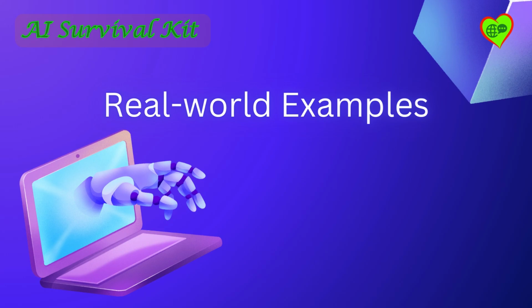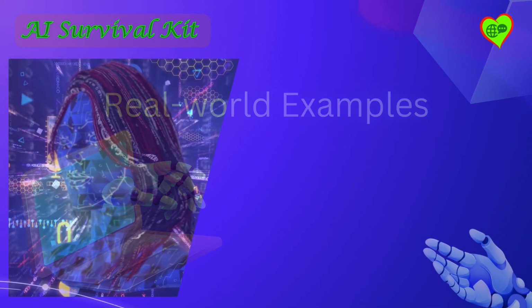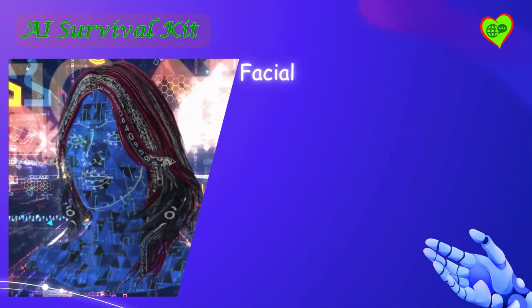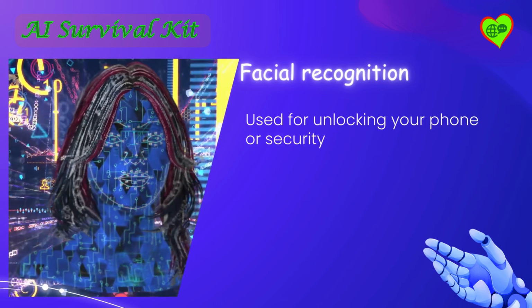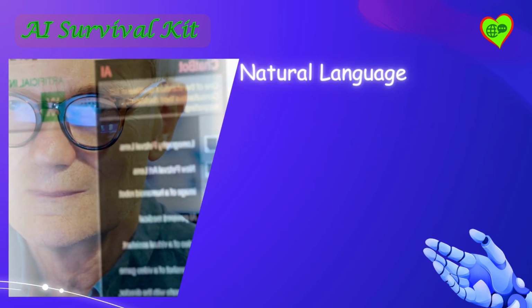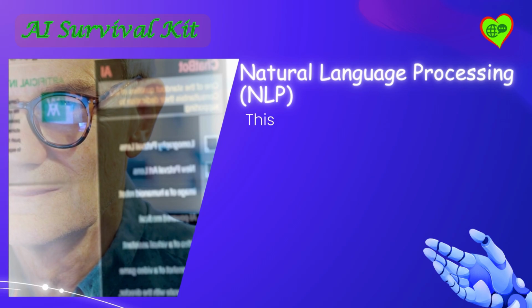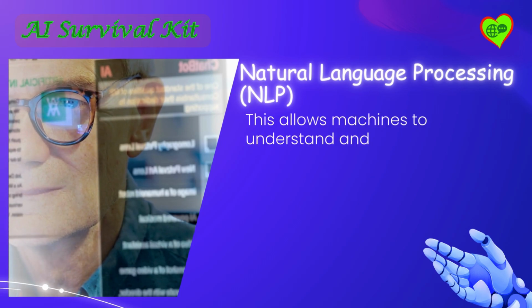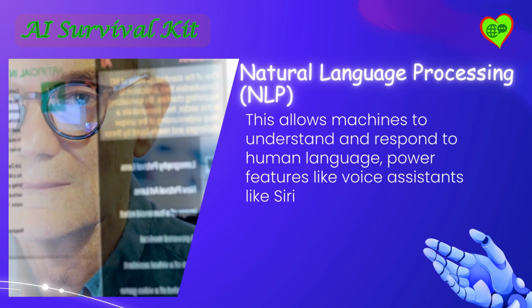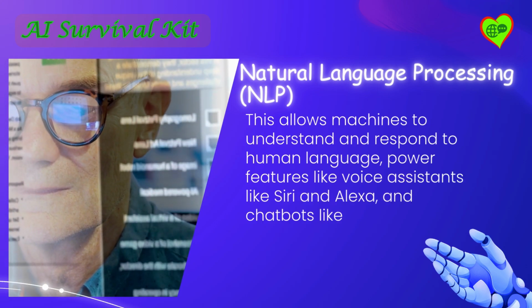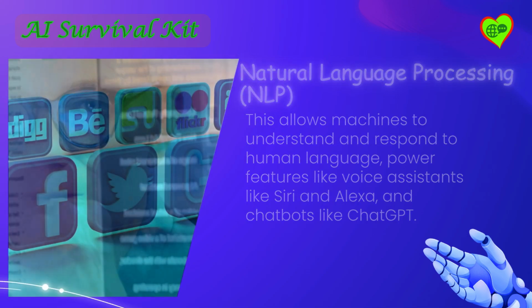Real-world examples. So, where do we see AI in action today? The answer is everywhere. Facial recognition, used for unlocking your phone or security purposes. Natural language processing, NLP. This allows machines to understand and respond to human language. Power features like voice assistants like Siri and Alexa, and chatbots like ChatGPT.